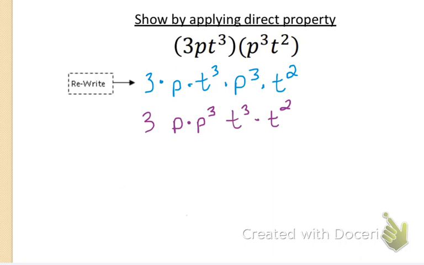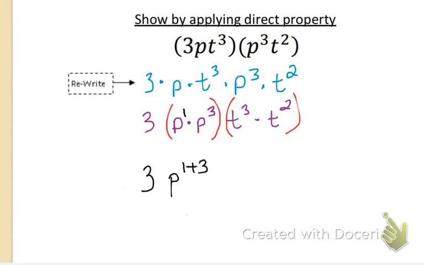Then I'm going to use the commutative property and the associative property, which says group the things that are alike, the things that are the same. This way we can simplify. So 3. This is multiplication, and if you notice, they have the same base. So we just learned a property that says add their exponents.